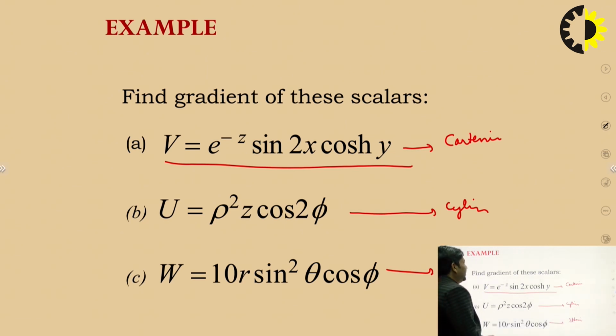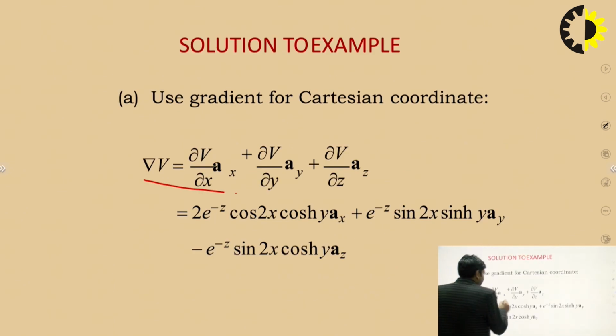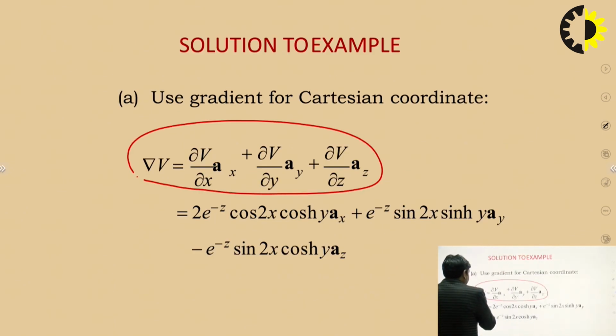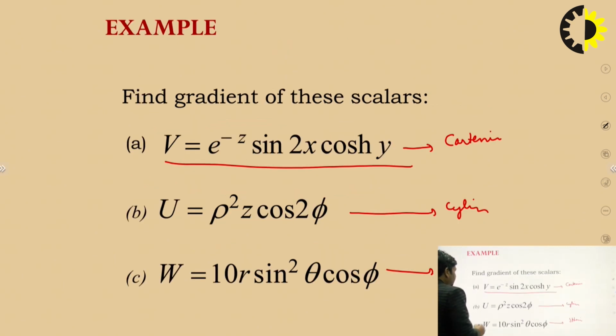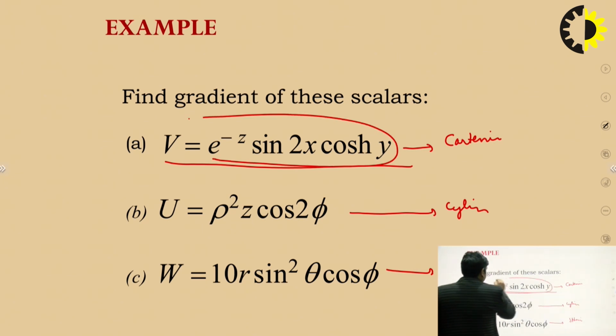We know that the gradient of v in the Cartesian coordinate system is defined by del v over del x ax plus del v over del y ay plus del v over del z az. This is the formula we have already calculated. In this case, the scalar field v is defined here.